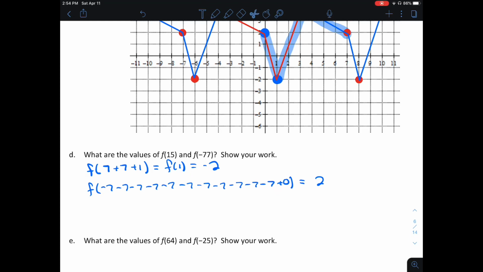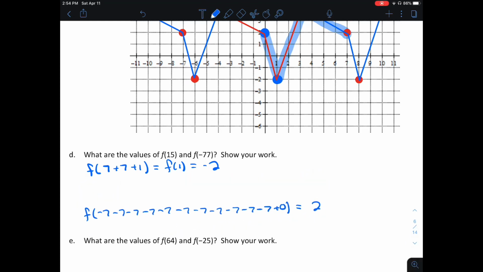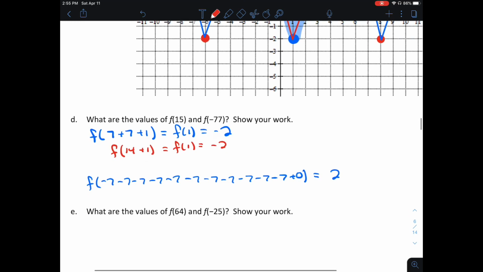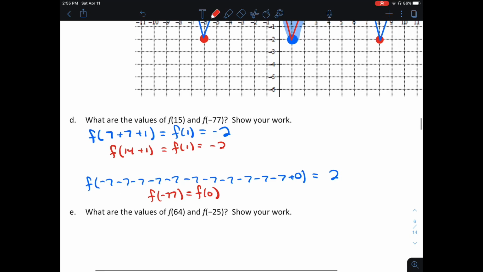Here's what you could do. This first one, we could say, I'm going to choose a multiple of 7 that's close to 15, such as 14. And then how many numbers do I have to add to that to get to 15? You get rid of your complete cycles, and you get f of 1, which is negative 2. For f of negative 77, that's a complete cycle 11 times. Since it's a complete cycle, it's the same as being f of 0, which is 2.